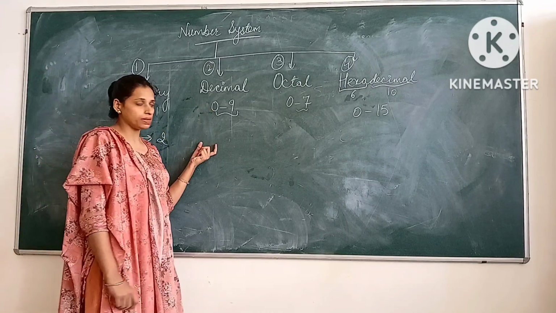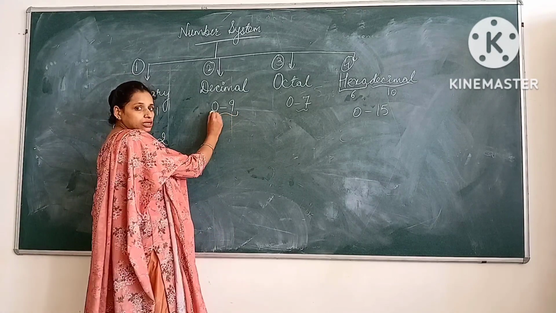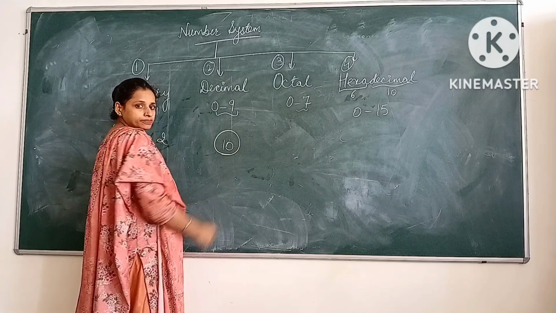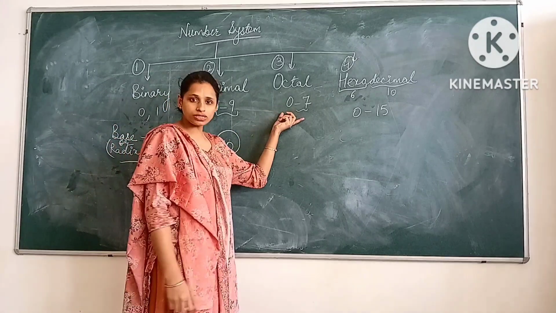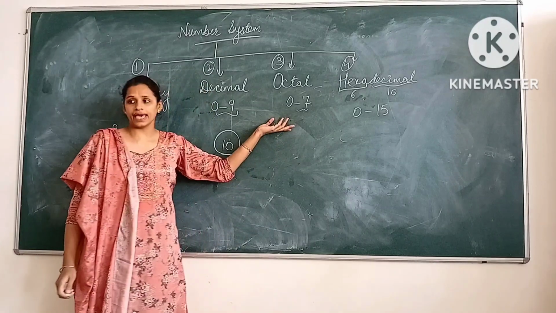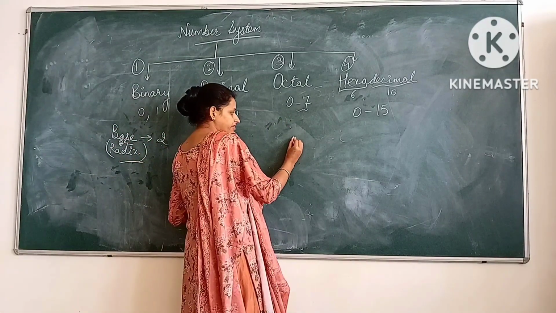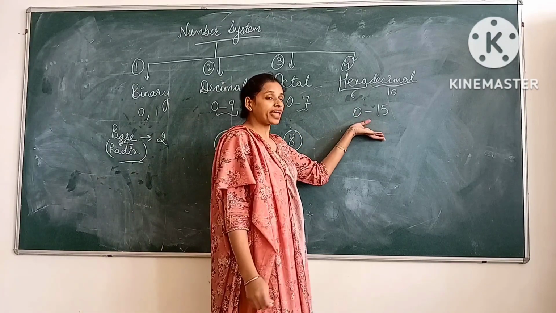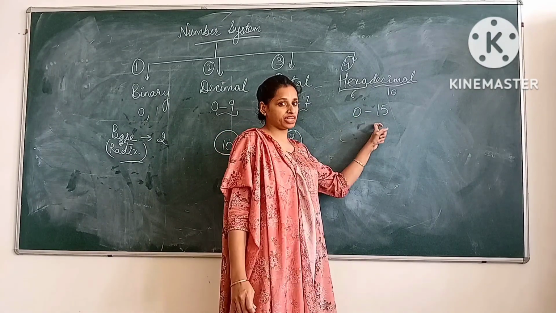In case of decimal, there are 10 digits, 0 to 9. So its base is 10. And in case of octal number system, total number of digits is 8. That is 0 to 7. So its base is 8. In case of hexadecimal, it is 0 to 15.